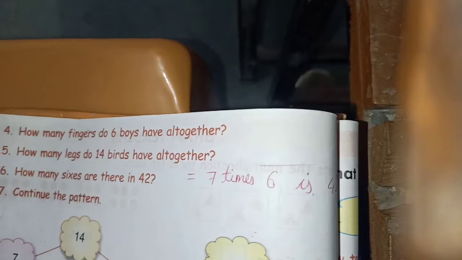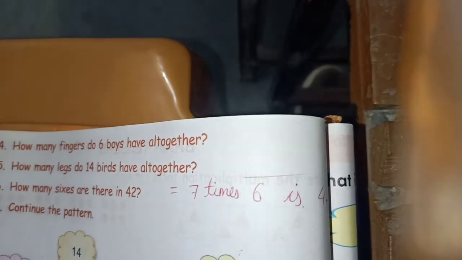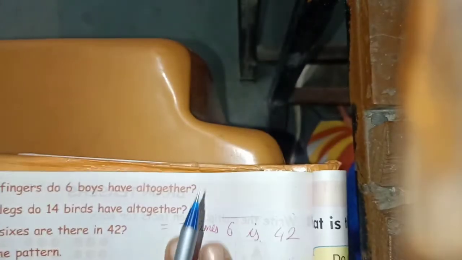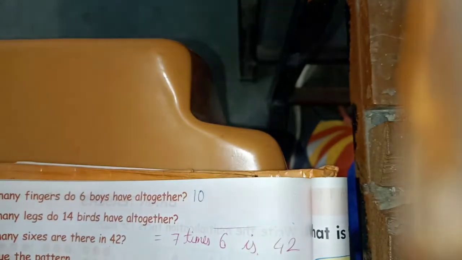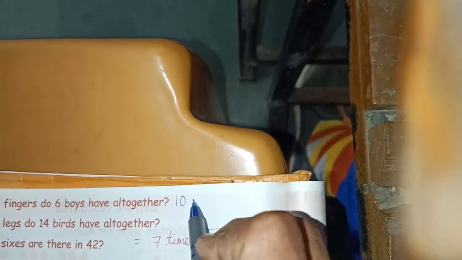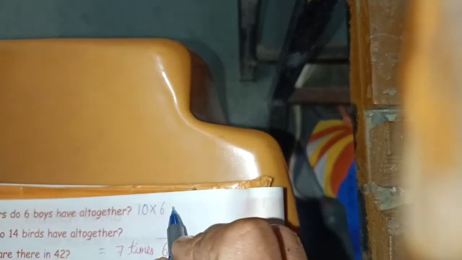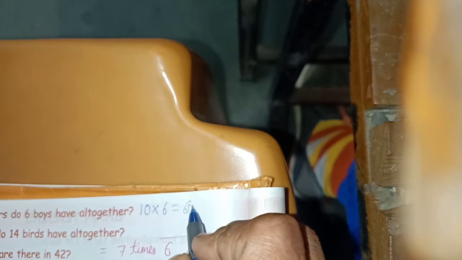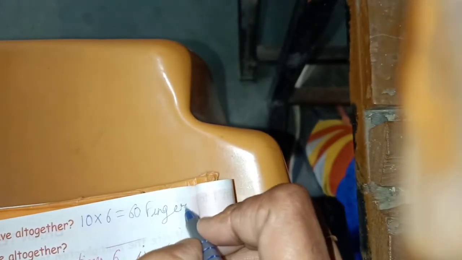Okay, students. Now again turn to the next page. Let's see question number 4. How many fingers do 6 boys have together? In 1 boy, how many fingers? 10 fingers, together in both hands. And there are 6 boys. Then 10 multiplied by 6 is equal to 60 fingers. What will you write? Fingers. 60 fingers. Okay. In this way we have to write here.